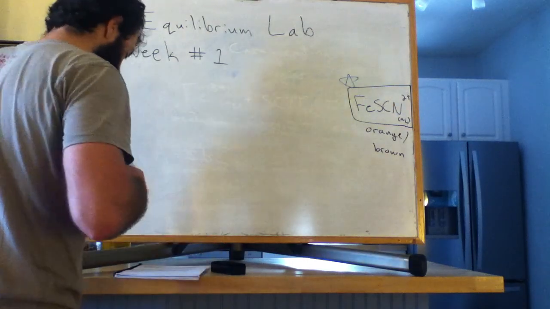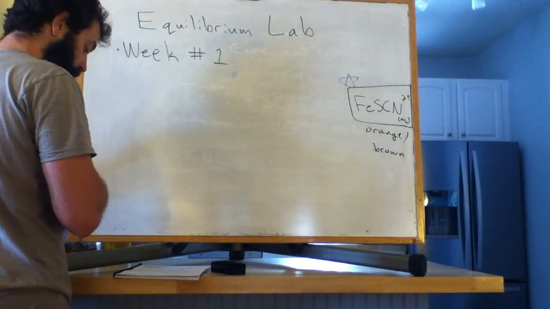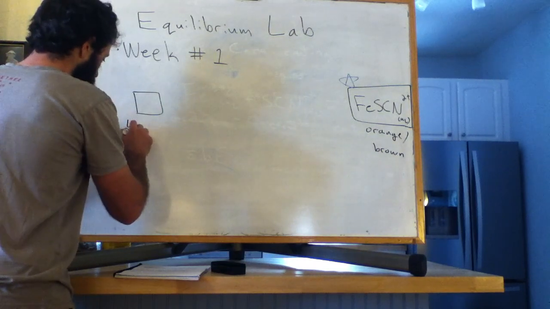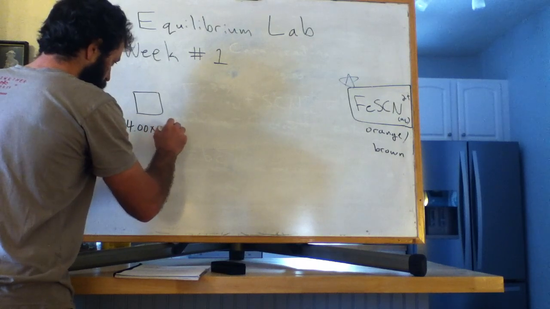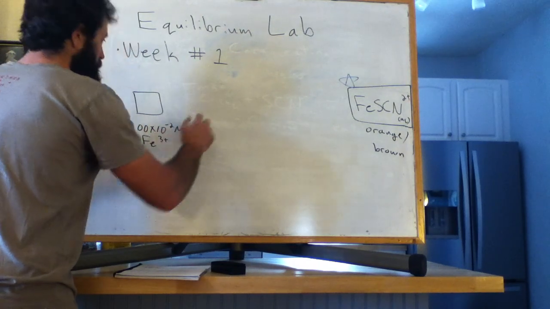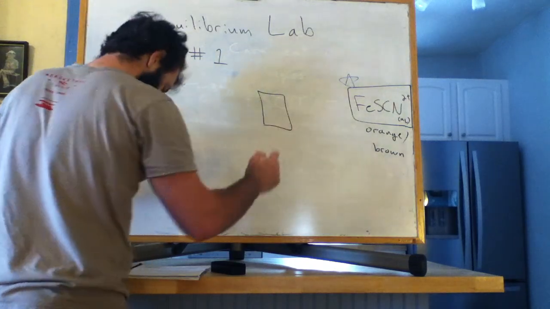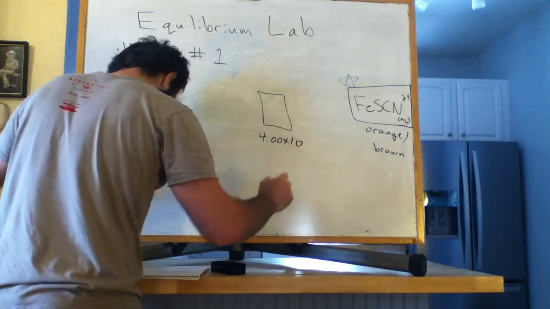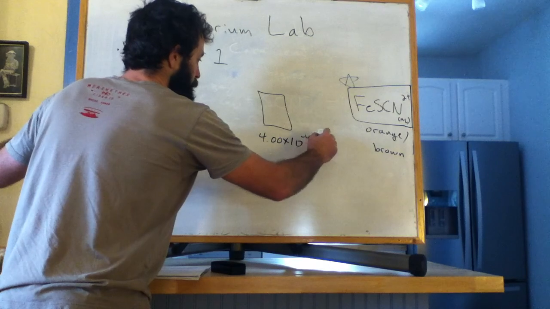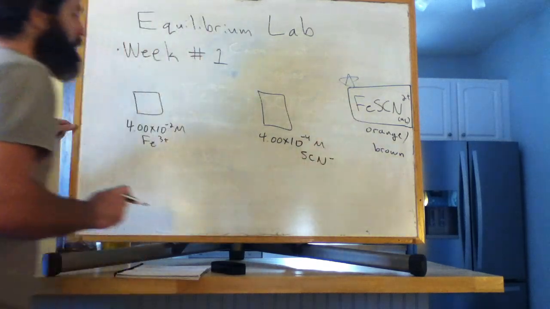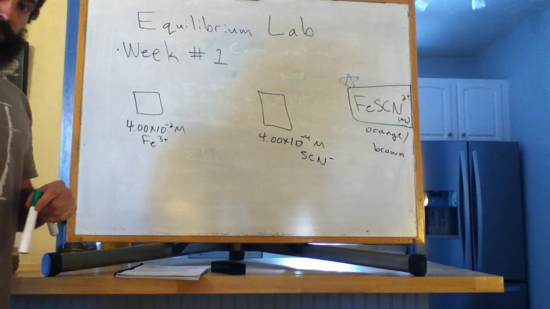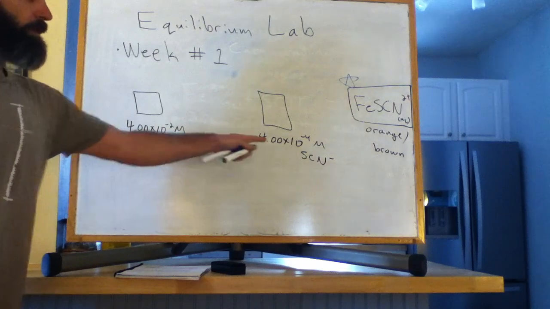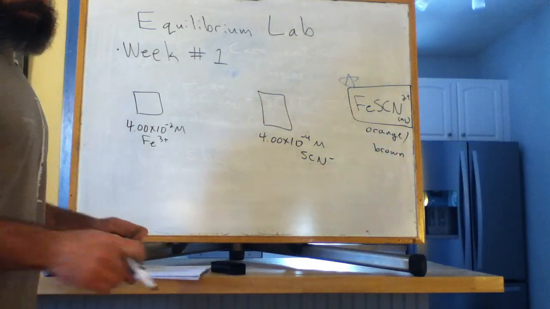So what we're going to do is take stock solutions. Bear with me here for a second. We have a stock solution of 4.0 times 10 to the minus 2 molar iron. We have a stock solution of the same, 4 times 10 to the minus 4th molar SCN minus. Notice in this particular experiment, week one, we have a much higher concentration of iron than we do thiocyanate. The reason being, we'll see in a minute.